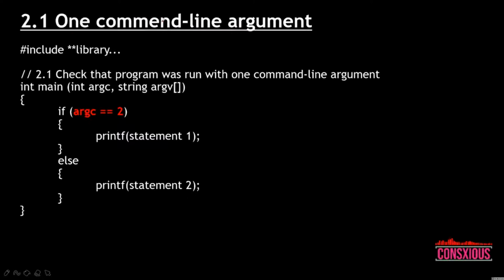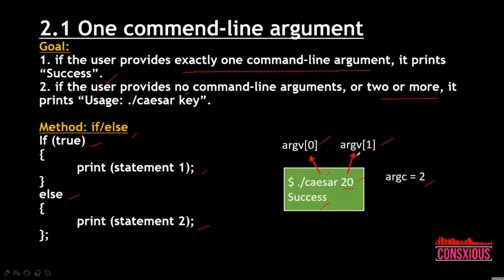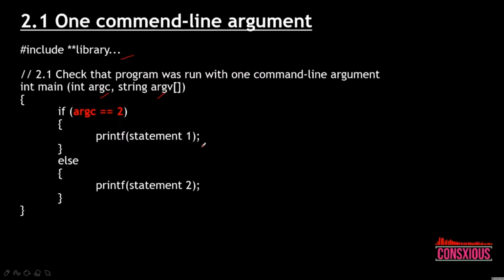So this is the overall code that we wrote in the program. We have to include some libraries here. So we have to put in the argc and argv. We have to set a condition, which is argc equals 2, because argv has 2 items, index 1 and 2. So if argc is 2, it means this is what we want. So the program has to print statement 1, else the program has to print statement 2.